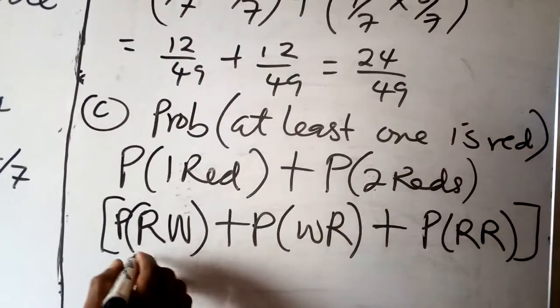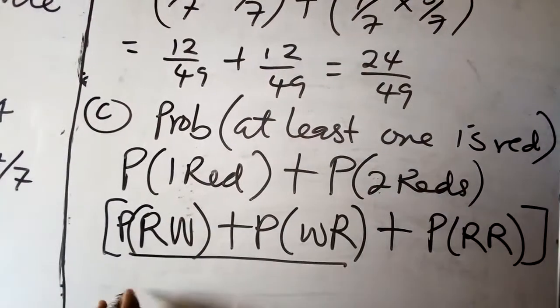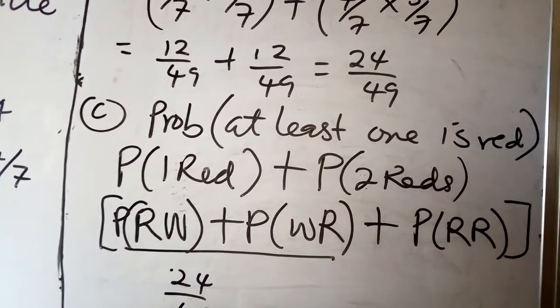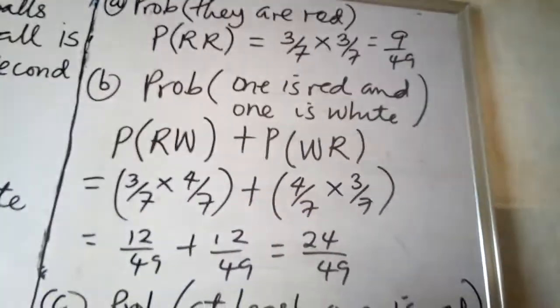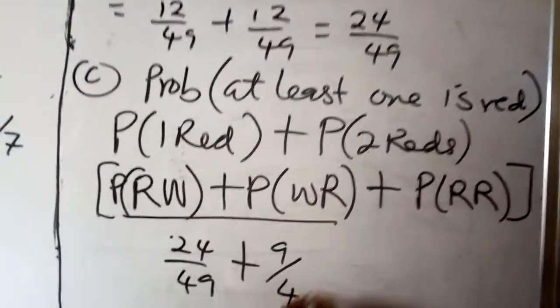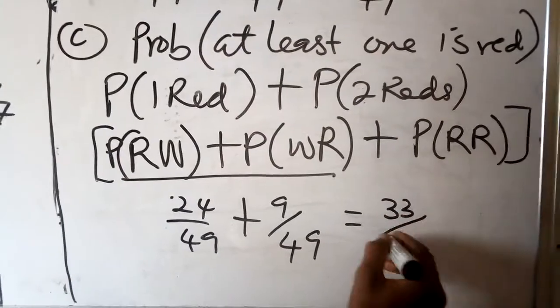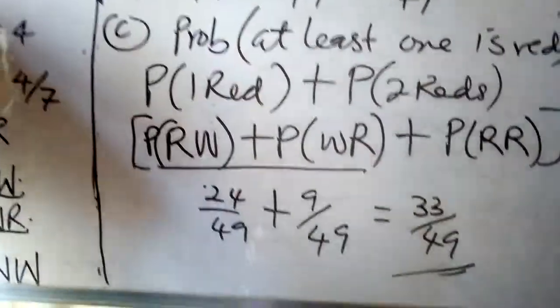So let's look at this. The whole of this has been given in the second question. So the result of this is 24/49 plus the first one, 2 red, 9/49. So your answer now is 33/49. This is the end of this question on probability.